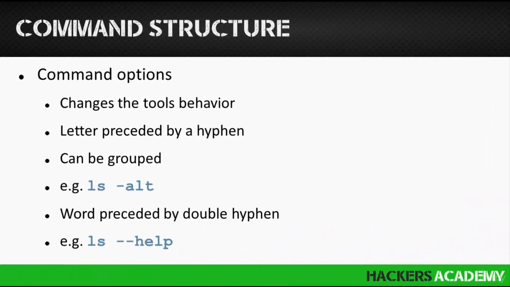There are a couple of things that we want to keep in mind when we're talking about commands in Linux. The fact that commands have a certain structure. And with this structure come two things, options and arguments. Options are things that change how the tool or the command behaves. And they're usually letters preceded by a hyphen. You can use more than one option.